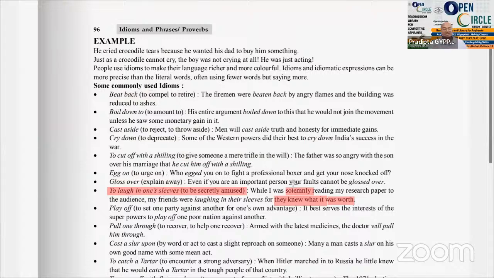Correct. What do you mean by solemnly? Solemnly means with full intention. With full intention. That is solemnly. मतलब मैं कितना सीरियसली पढ़ रहा था अपना रिसर्च पेपर ऑडियंस को, और मेरे दोस्त हंस रहे थे, चकल कर रहे थे मुंह छुपाकर, क्योंकि उनको पता था कि ये क्या है. मतलब शायद उसने कॉपी किया होगा, किसी और से लिया होगा. ठीक है.